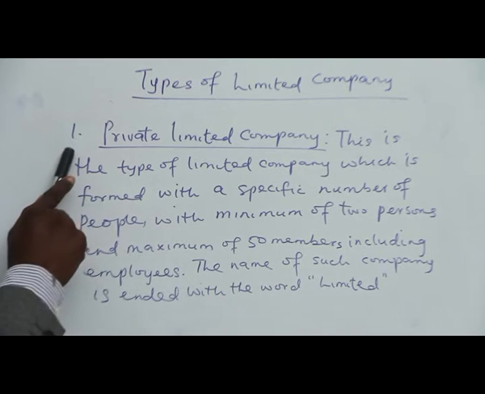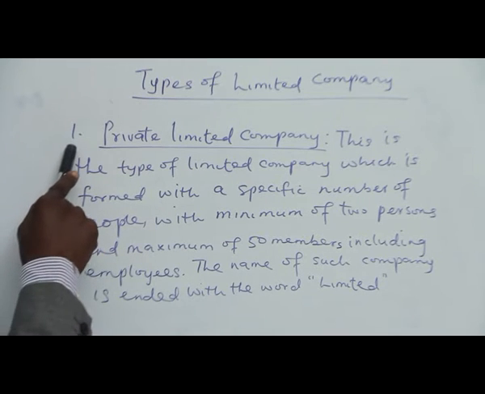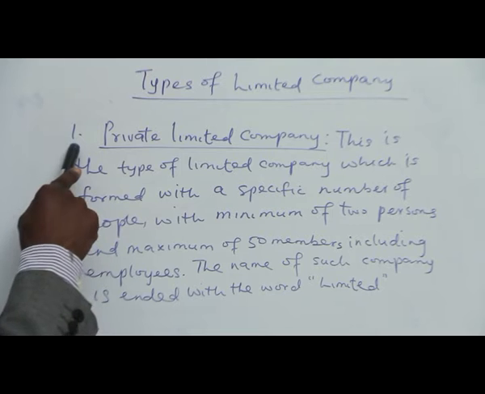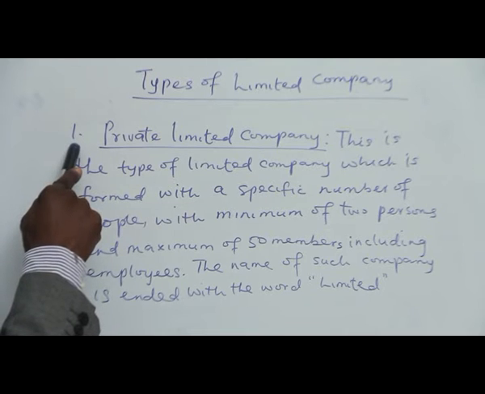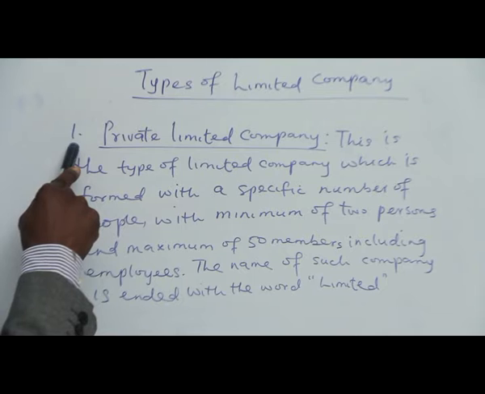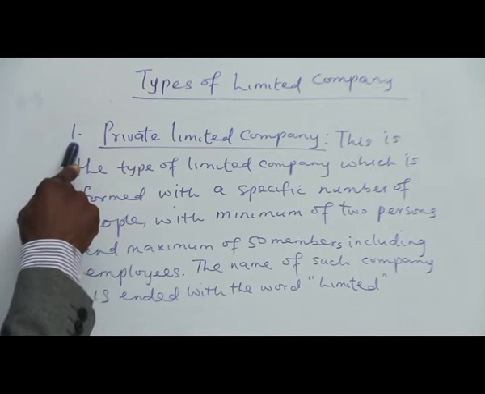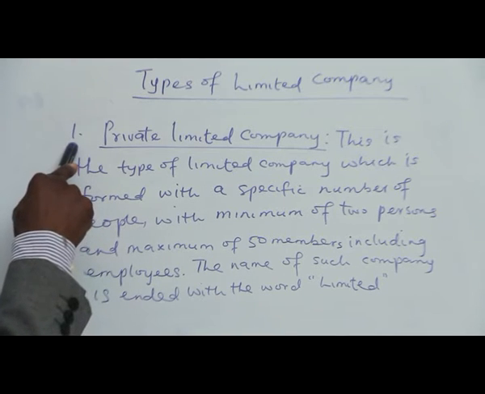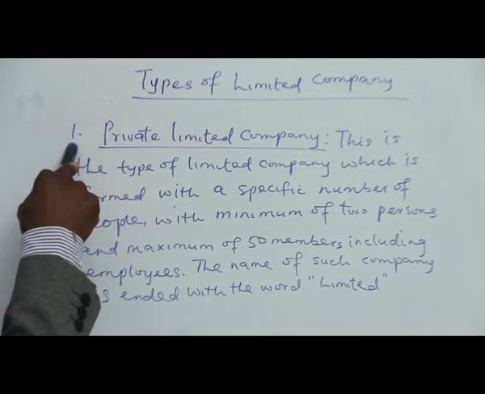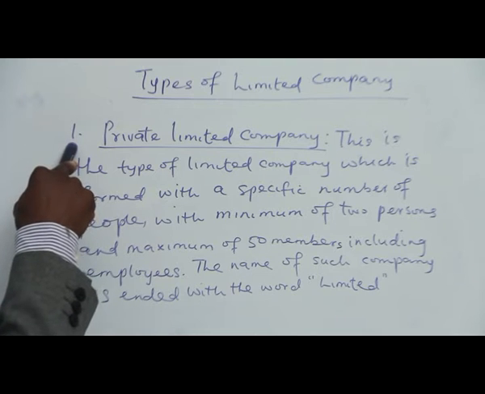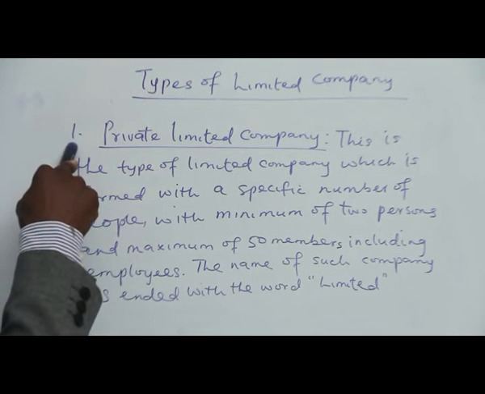A private limited company happens to be a business that is formed among friends, relatives, and so on and so forth. Here, it has a minimum of 2 persons and a maximum of 50 members, including employees. In this type of limited company, capital is not raised from the general public, but raised among themselves, maybe among the friends, among the relatives.